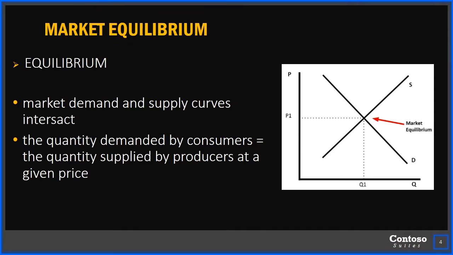The first one in this subtopic is equilibrium. Equilibrium is reached when the market demand and supply curves intersect. The quantity demanded by consumers equals the quantity supplied by producers at a given price. Based on the figure, when the demand and supply curves intersect, we can see that market equilibrium is at price P1 and quantity Q1.